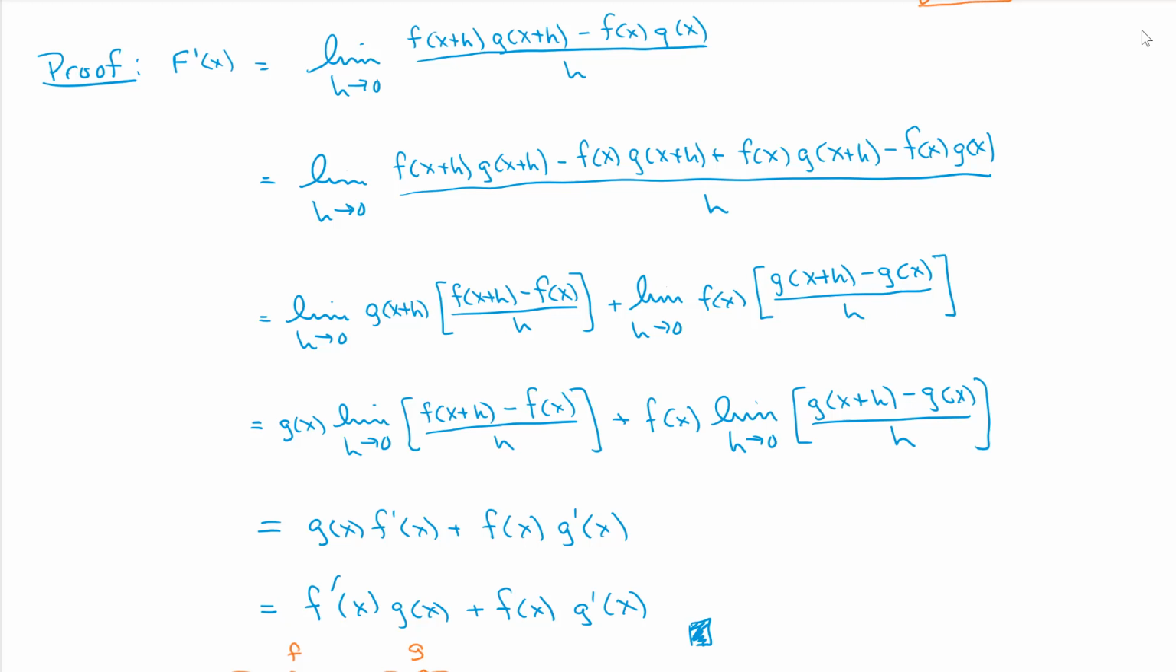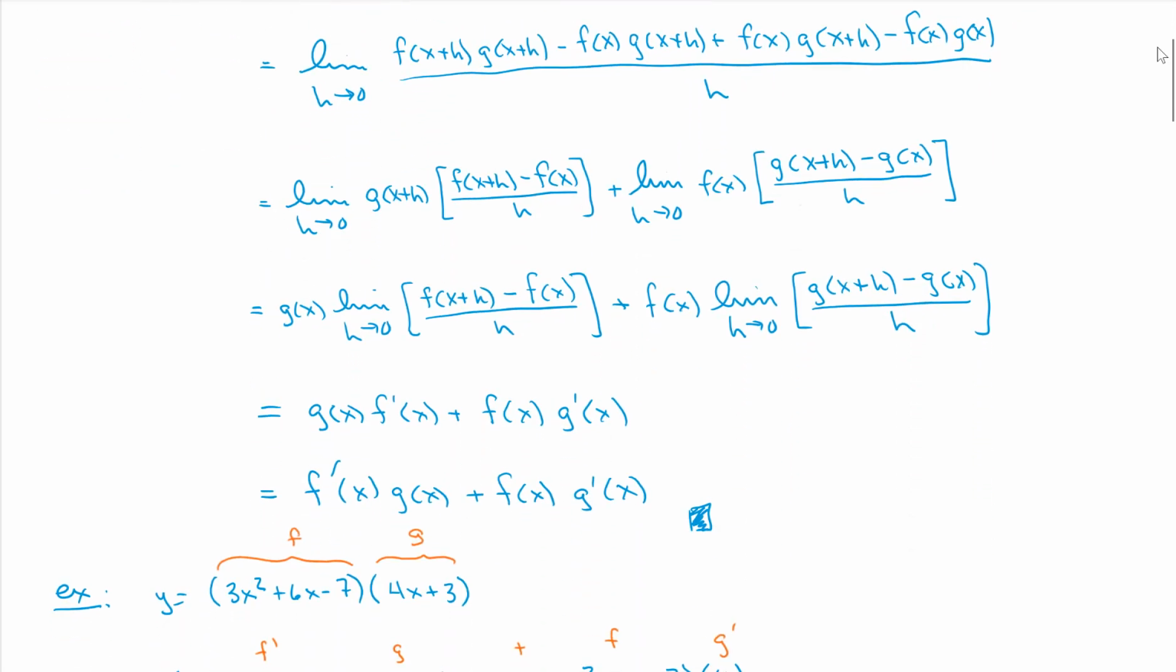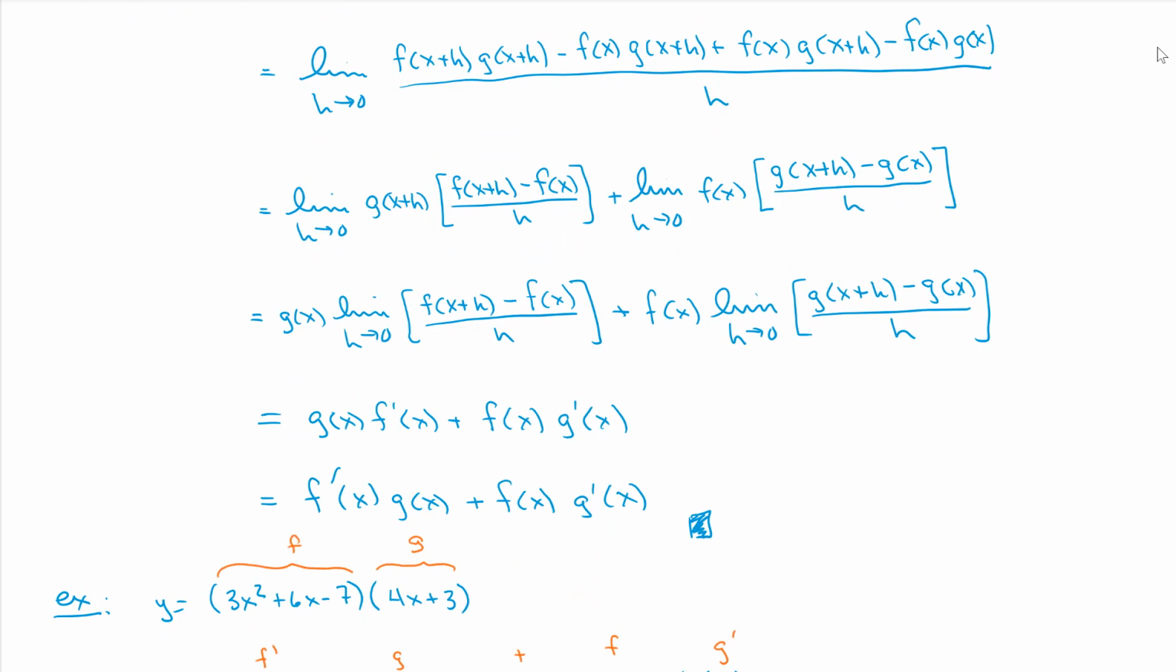The point that I want to make here is we've subtracted a term and we've added it. So in essence, we have not changed the numerator's numeric value. Just like what we saw earlier with 3 plus 7 is equal to 3 plus 4 minus 4 plus 7. Okay, so it's kind of a tricky maneuver, probably a new one for you, but that's what mathematics is about, some tricky maneuvers here and there along the way. Now, what we have at this point is f of x plus h, g of x plus h, minus f of x, g of x plus h.